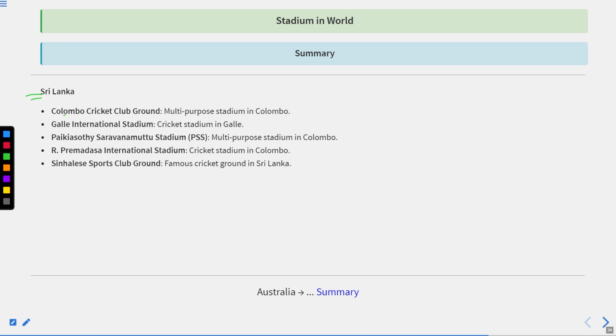Sri Lanka, we have seen Colombo Cricket Club ground in Colombo. Galle International Stadium, cricket stadium in Galle. Paikiasothy Saravanamuttu Stadium, PSS, in Colombo. R. Premadasa International Stadium in Colombo. Sinhalese Sports Club ground, a famous cricket ground in Sri Lanka.